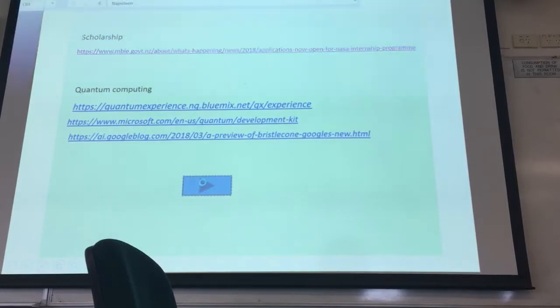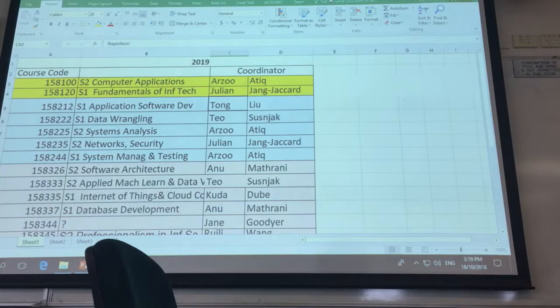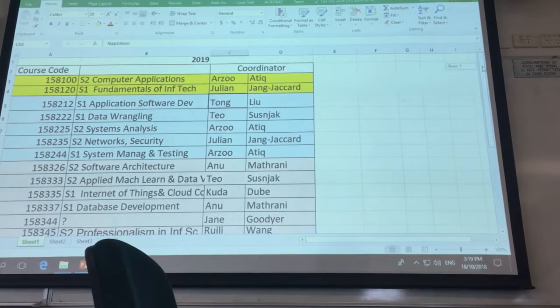Anyway, now this quantum computing might help you to do something about your programming project. So here we look at what happens in 2019 and who is teaching what at our university. I have summarized from what we have got.